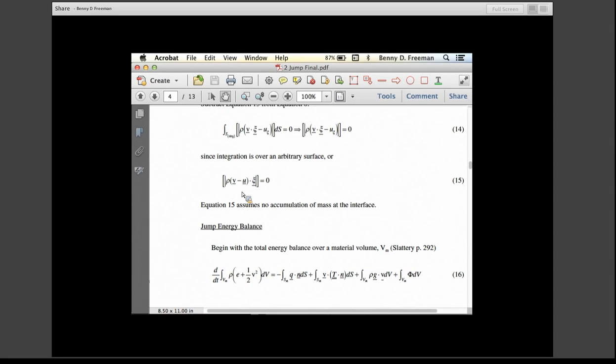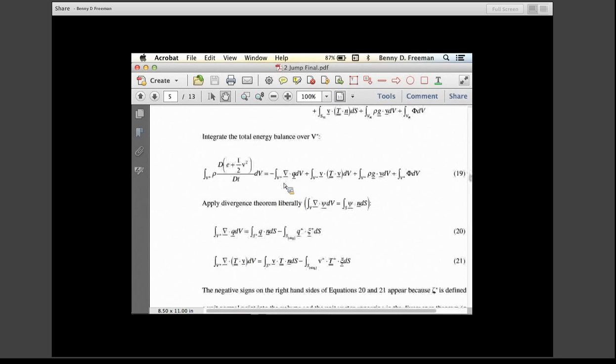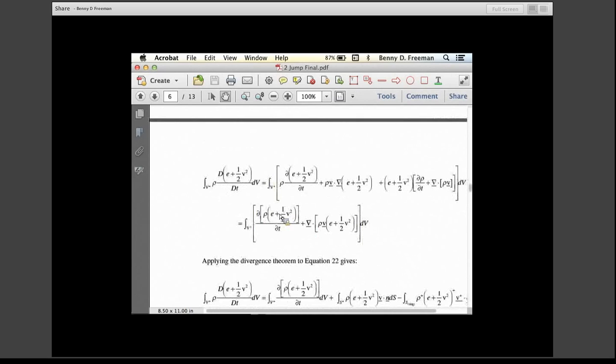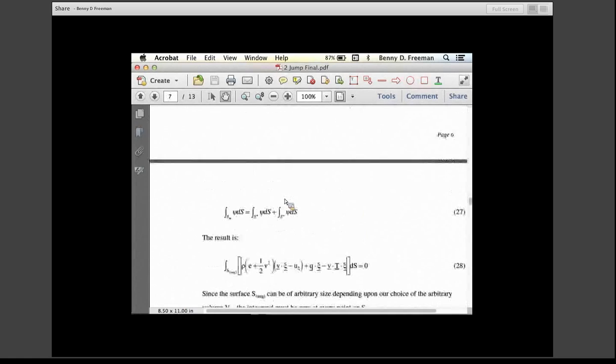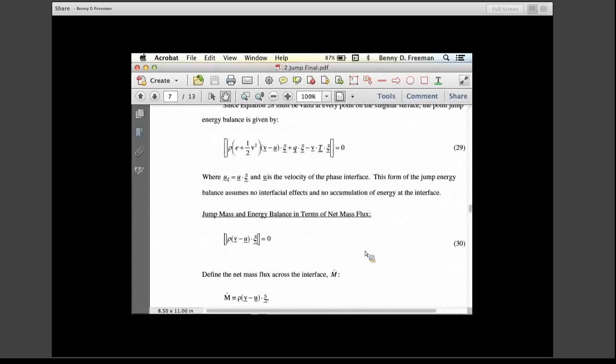And we'll see an application of it here in just a moment that I hope will clarify its use. You can also apply this to the energy balance. And again, I'm not going to belabor this because we're going to focus most of our attention here on mass balances, but you can derive rigorously a jump energy balance. You can also use the same approach to derive a jump momentum balance. I'll show you that in just a second, but again, we're not going to spend a lot of time on it.